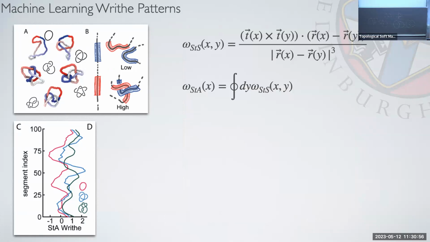Again, I'll reiterate this concept one more time because it's quite important. Let's say I start with the five simplest knots, and then I focus on this value of writhe. I can define it in two ways. I'm going to call it a segment-to-segment writhe, which is just the integrand of what I showed you before. It depends on the X, Y positions along the contour. I can integrate over Y, and that gives me a segment-to-wall writhe, which is just a value of X. This is what I'm plotting here.